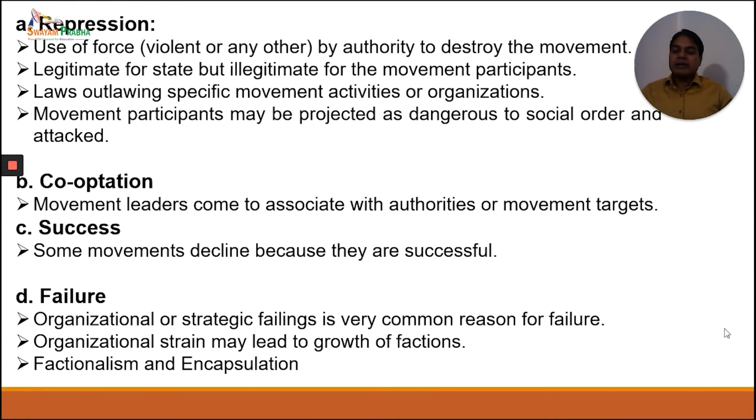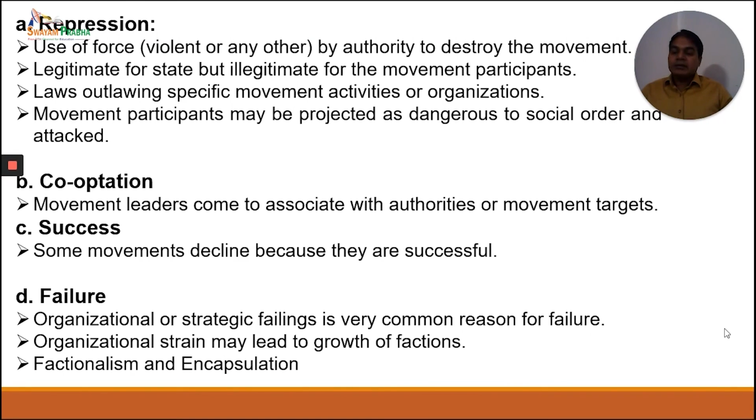Co-optation is the second form of decline, in which the movement leaders become associated with the authorities or the movement target. So instead of challenging the authorities or the movement targets, in the phase of co-optation the movement leaders prefer to be associated or identified with the authorities or the target against which they were leading the movement. Now the third form by which a movement can decline is success. If a movement has achieved its goal, achieved its objective, there is no further need to continue the movement. So the movement may decline because it is successful.